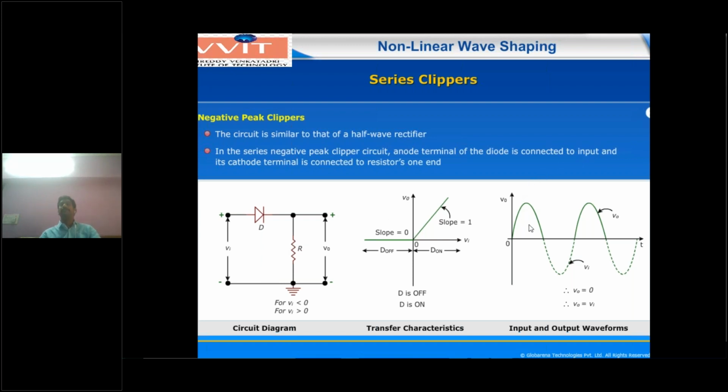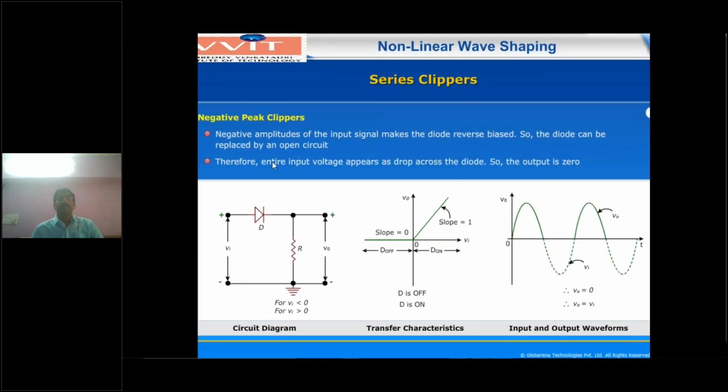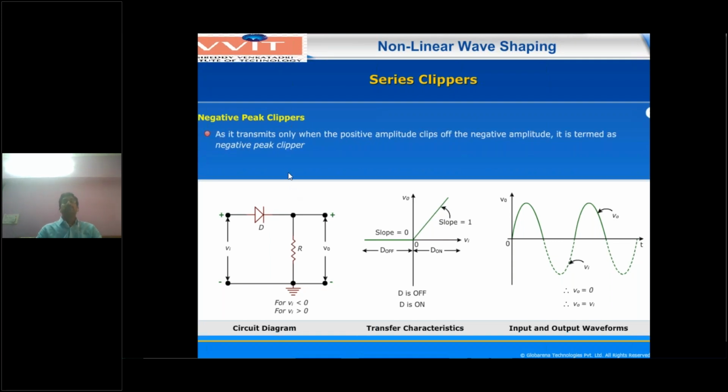Now observe the output waveform has only positive peaks. The same procedure you observed in the half-wave rectifier also. Here the negative peak is clipped off, and only positive peaks are transmitted. This is called the negative peak clipping circuit, where only the positive amplitude portion is transferred and the negative amplitude is clipped off.